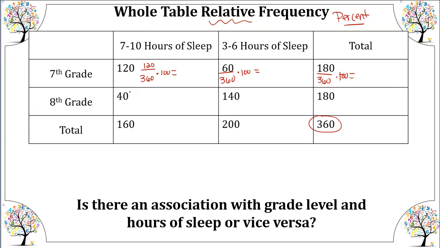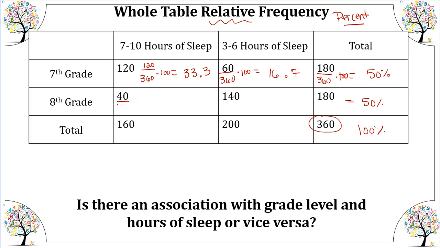So I'm not going to write all those out, but I'm just going to take my calculator and do the math. So 120 divided by 360 and then times 100 gives me the percentage. So about 33.3. And then we have 60 divided by 360 and then times 100, and that gives us 16.7. And then this is going to give us 50%, I can already see, because 180 out of 360, that's half. And then your total is going to be 100%.